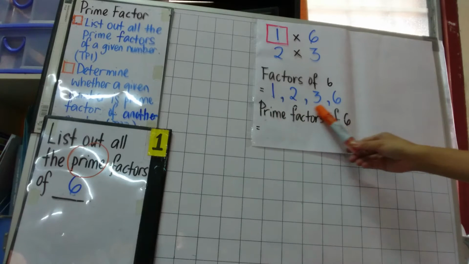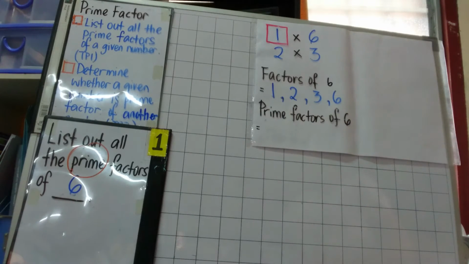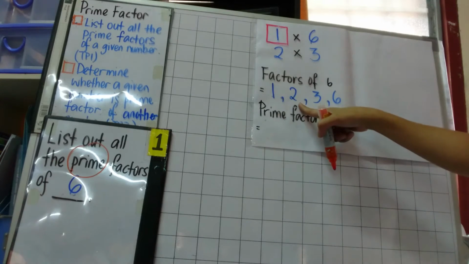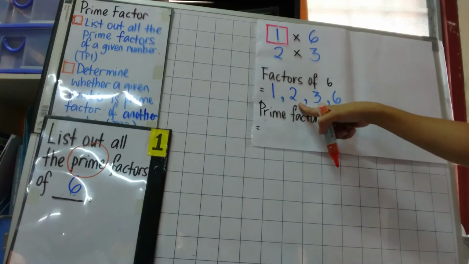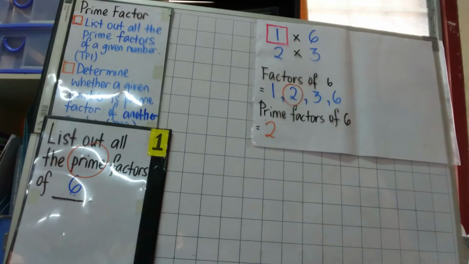After we list out all the factors of 6, from all the factors here, we need to identify which of them are prime numbers. Shall we start with number 1? Is 1 a prime number? No. How about 2? Is 2 a prime number? Yes. Since 2 is a prime number, therefore 2 is also a prime factor of 6.